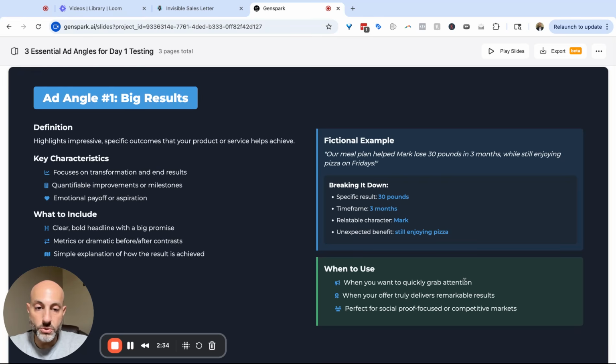All right. So you want to use this. For example, one that's performed really well for us is we would say how we get up to 45 customers per day with an invisible sales letter. Very specific, up to 45 customers, time frame in a day, with a mechanism, an invisible sales letter. So you want to use the big result when you want to quickly grab attention, when your offer has delivered at least one remarkable result that you can share, and it's perfect for social proof focused or competitive markets where you want to really stand out with a result that you got.